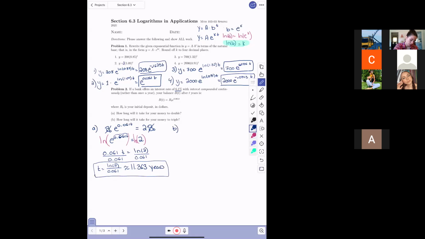Problem B is asking us how long will it take for your money to triple? If I want to know how long it'll take for my money to triple, what do I set B sub 0 times e to the power of 0.061 t equal to? 3 times B sub 0. Yep, a few of you just said it correctly. And what happens in my first step when I solve for t? When you divide by B sub 0, they cancel out. Yep, they divide to 1. So then you're left with e to the power of 0.061 t equal to 3. What's my next step here?